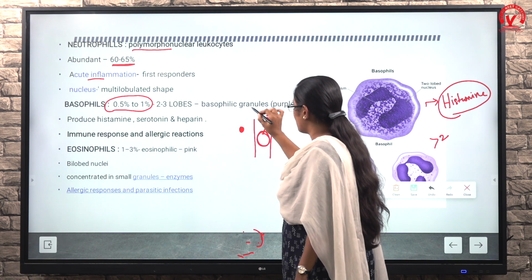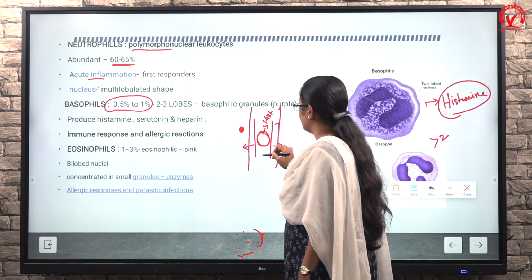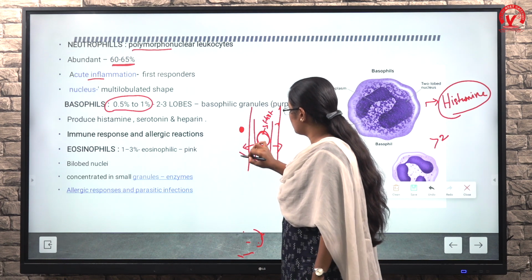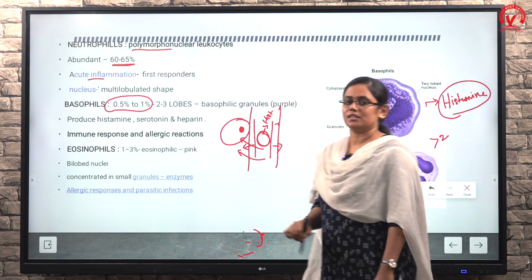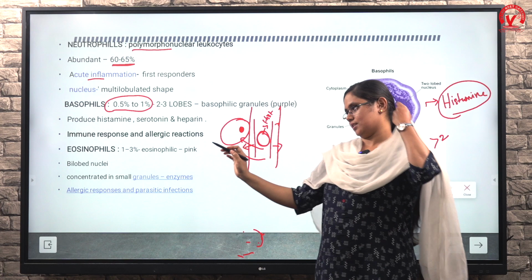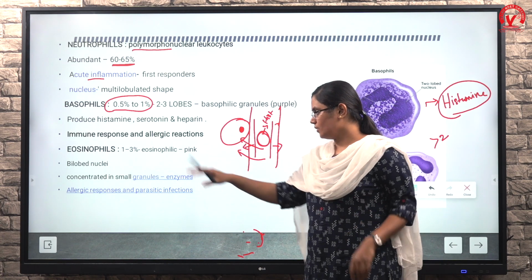This histamine will cause dilation of the blood vessel. So the blood vessel gets dilated, which helps the other cells to move out of the blood and reach the injury or infection site. So which cell produces histamine? Basophils produce histamine. Next we are coming to eosinophils.